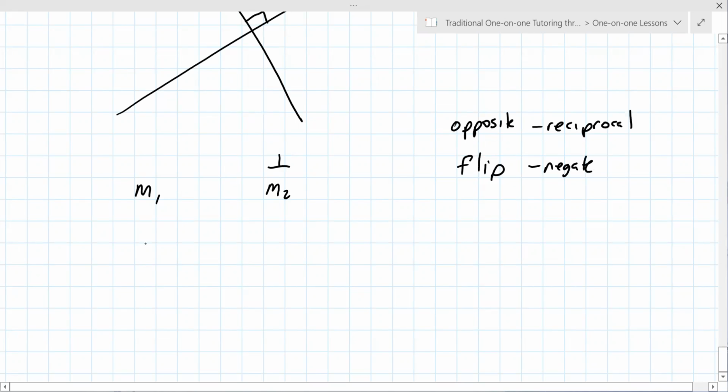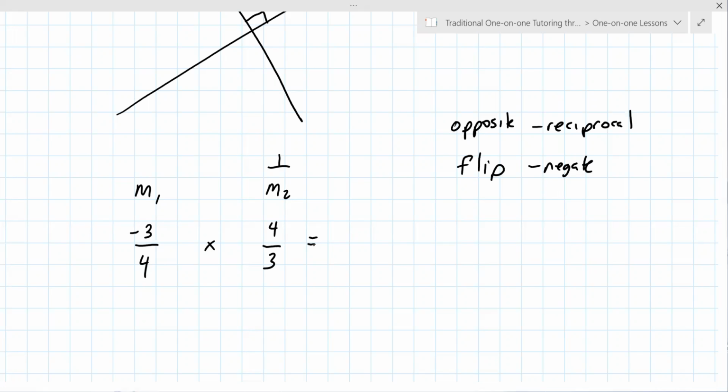Doesn't matter to me which you use, but let's say the slope of line 1 is -3/4. The flip negate or opposite reciprocal is 4/3. Negative. Now I want you to multiply these together for me, please. So when that -3 goes down to the denominator, it always has to be positive.